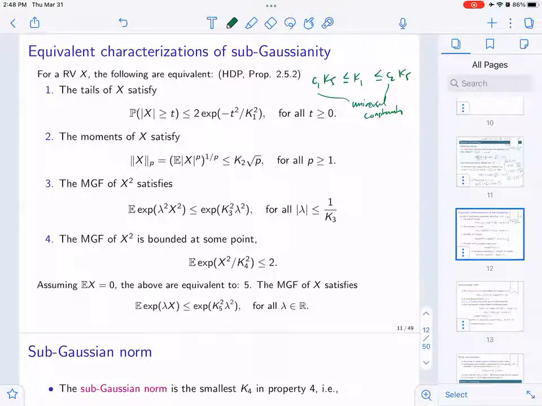So if you have a random variable, the Lp norm is defined like this: the expectation of the absolute value to the p, to the 1 over p. For example, p equal to 1 is just the expected absolute value. If p is equal to 2, this is the root of the second moment, and so on. So these Lp norms grow like a constant times root p. Okay, so the moments grow somewhat slowly.